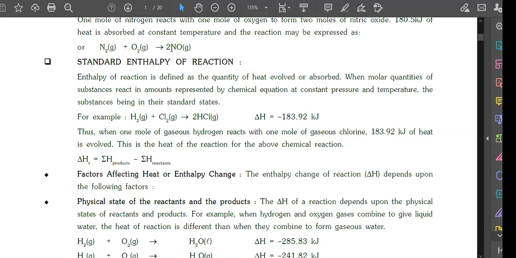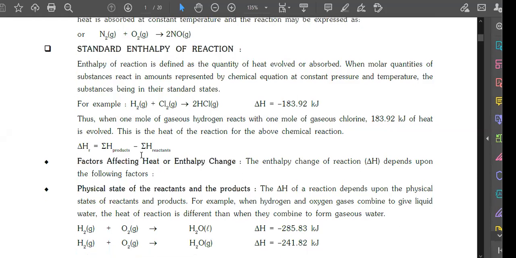So we will talk about the factors which will affect the enthalpy, right? Basically these are the factors on which the energy change can take place. So just think about it. What are the factors on which this energy change can take place? If you think about it, the first would be the physical state, right?